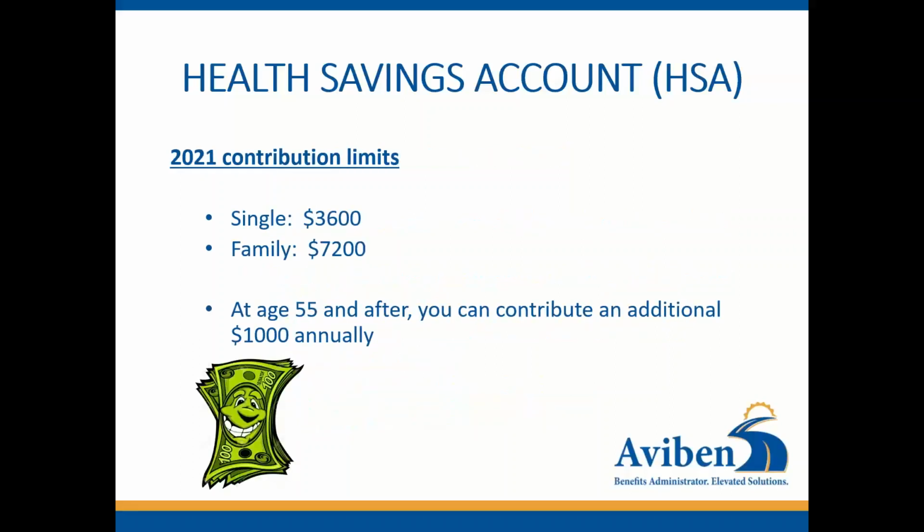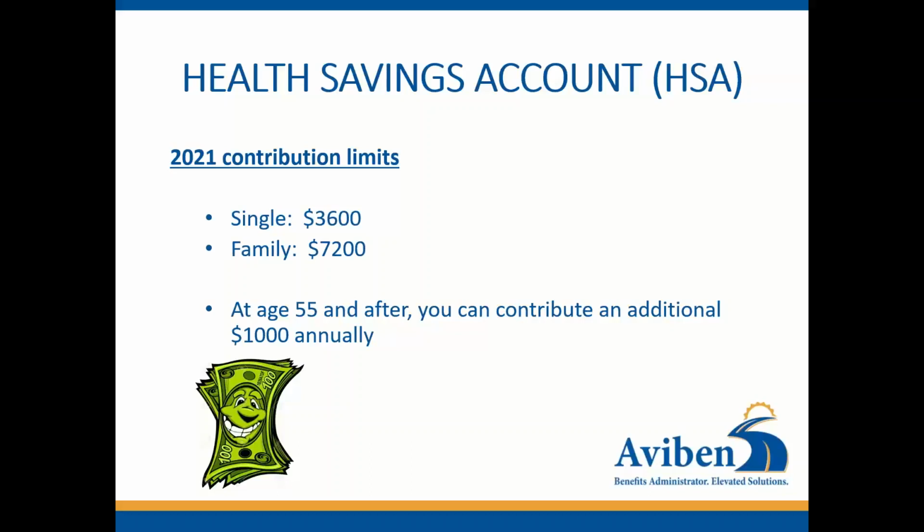So the limits did increase slightly in 2021. If you are on a single high deductible health plan, which means the high deductible health plan only covers you, then you can contribute $3,600 in 2021. If you are in a family high deductible health plan, then you can contribute up to $7,200 as a family.